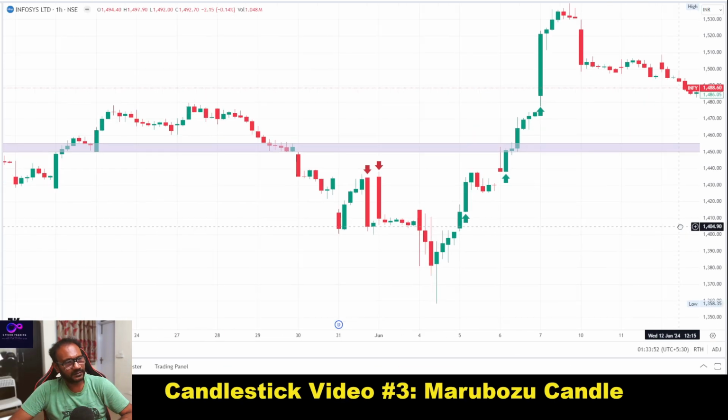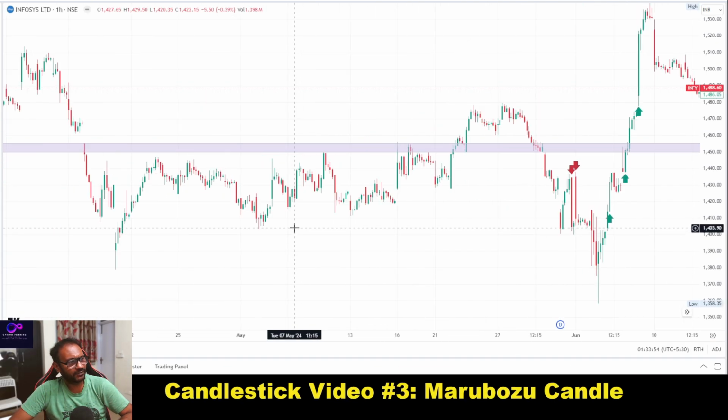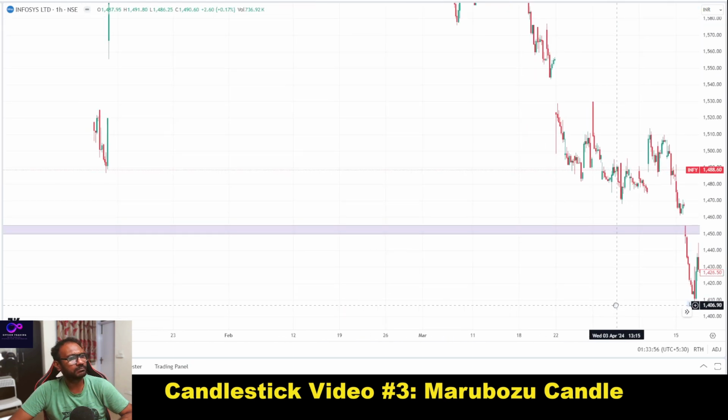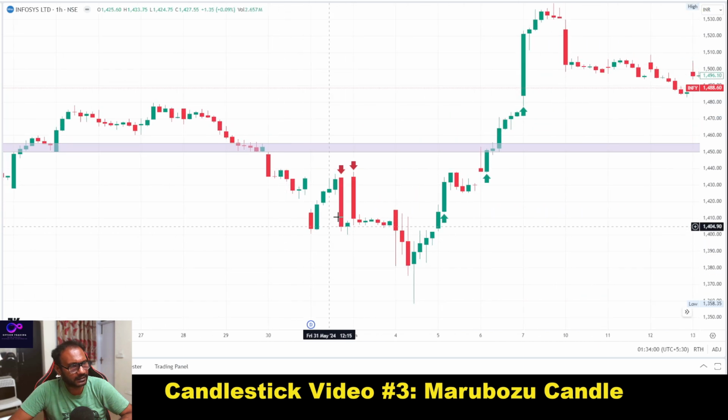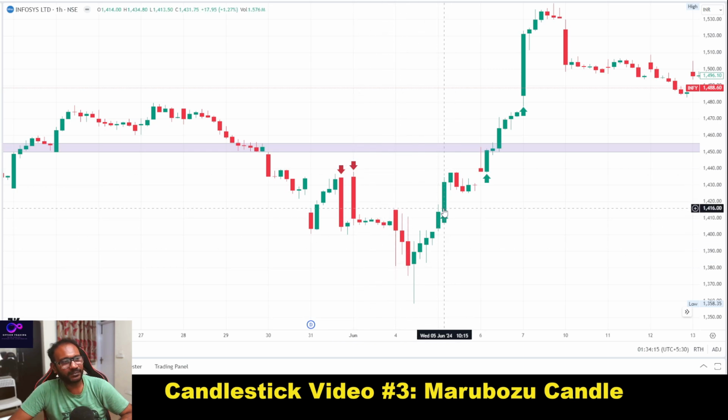Infosys. So here I would like to start off from this point over here. Here you see a rejection, sharp decline, then some sort of hammer, then again it went up, again it got rejected, it went down, and this is my point of interest.